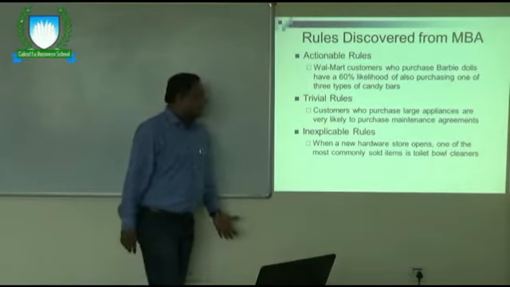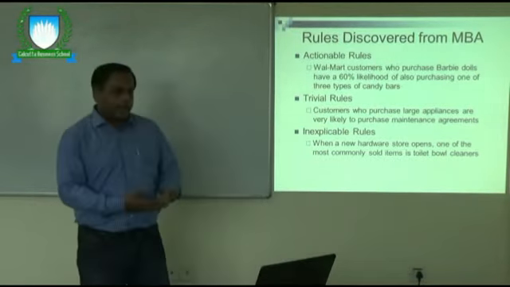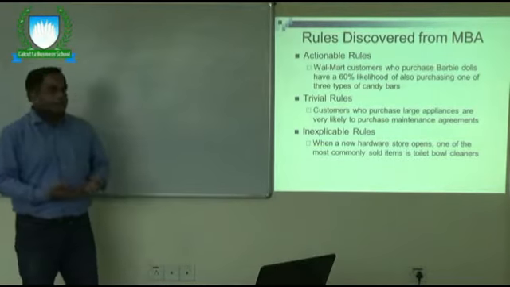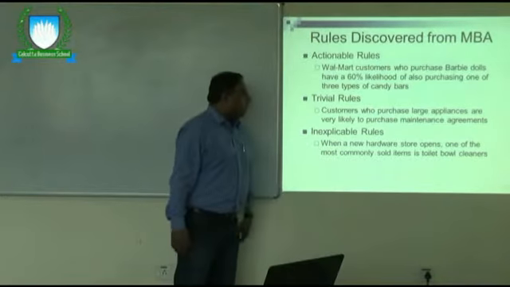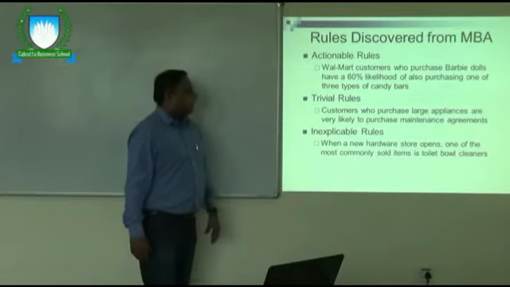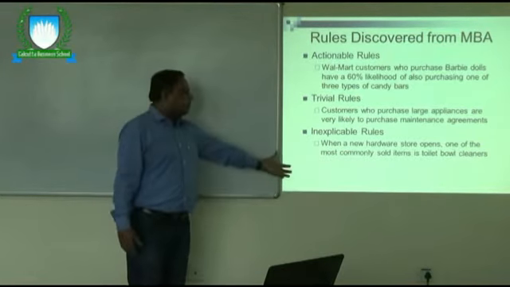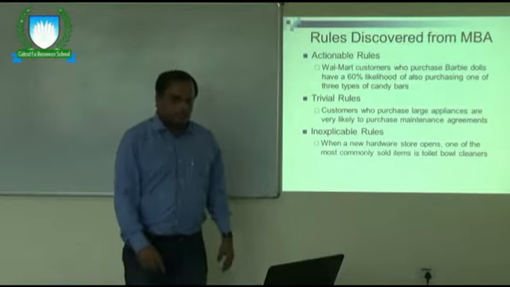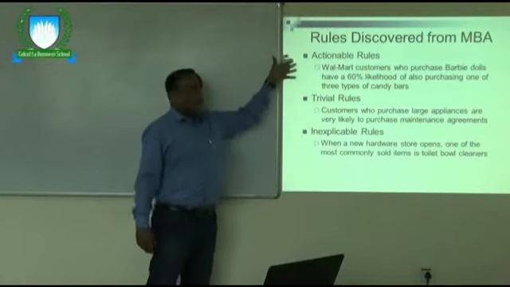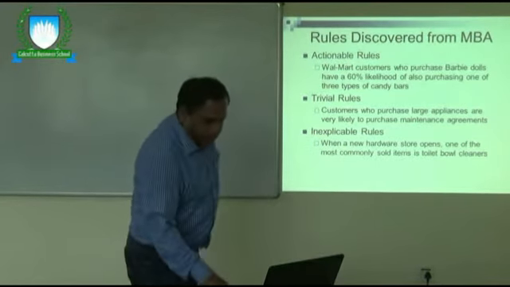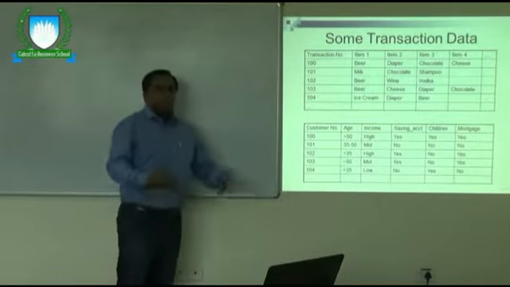So these are trivial rules. And there are certain rules which can be discovered, but there cannot be any logical coherence, logical explanation between why such rules exist. Like when a new hardware store opens, one of the most commonly sold items is toilet bowl cleaners. Even though you can discover this kind of rules, these rules do not have much business implications, and that's why they are in. So our target will be focusing on the actionable rules, so that we can leverage these rules to get better business returns.